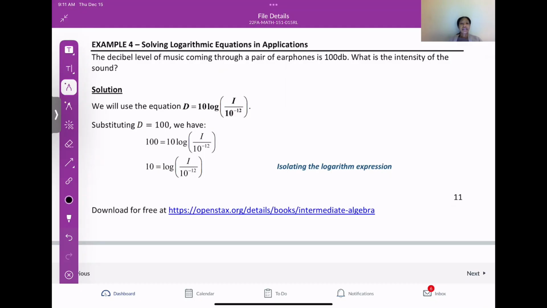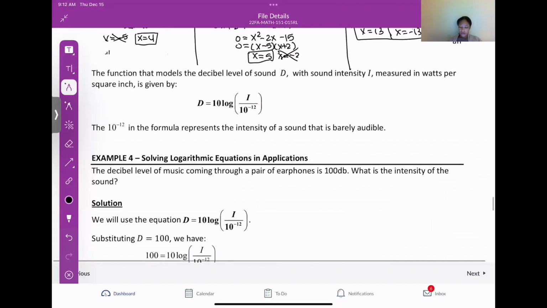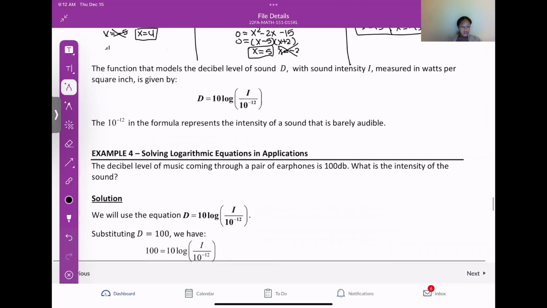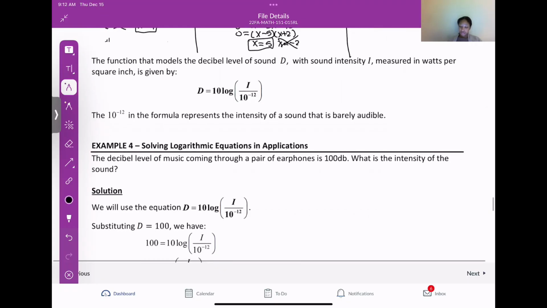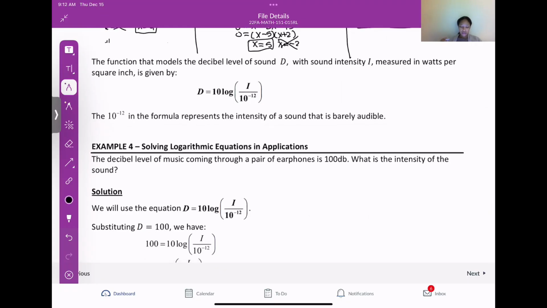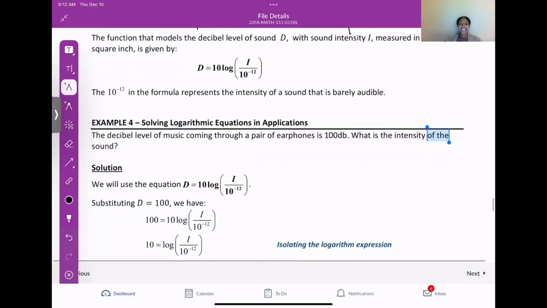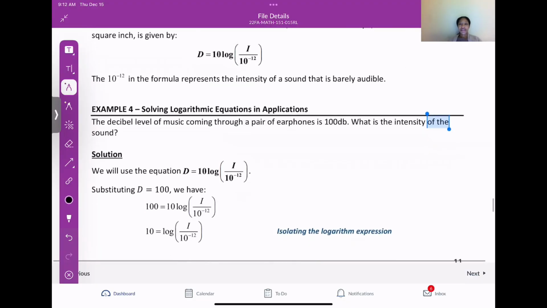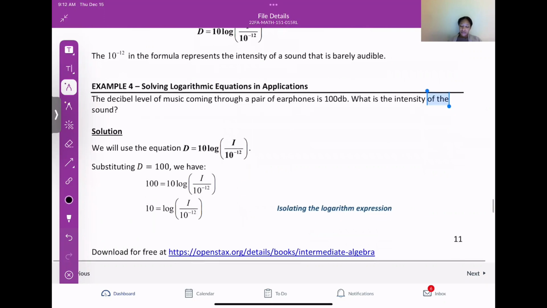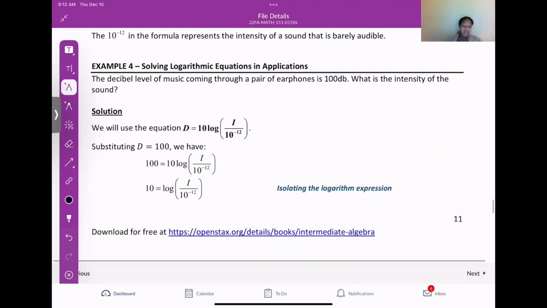It says, the decibel level of music coming through a pair of earphones is 100 decibels, or dB. And what is the intensity measured in again? Oh no, the intensity is measured in watts per inch. The decibel is decibels, okay. So 100 decibels. What is the intensity of the sound? In this case, we're given D, and we want to solve for I, the intensity.